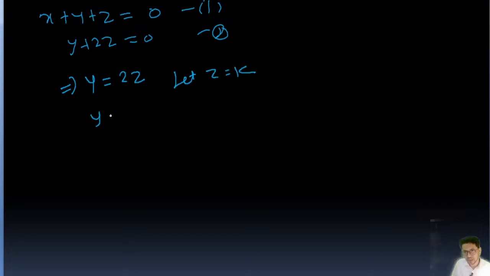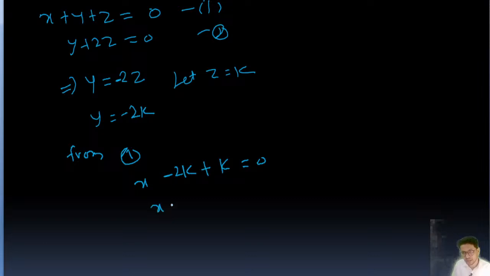It means y from equation 2 is going to be minus 2z, which is minus 2k. Now we will put z and y values in equation 1. From 1, x minus 2k plus k equal to 0. It means the value of x is going to be k. So now we have got the values of x, y, z.